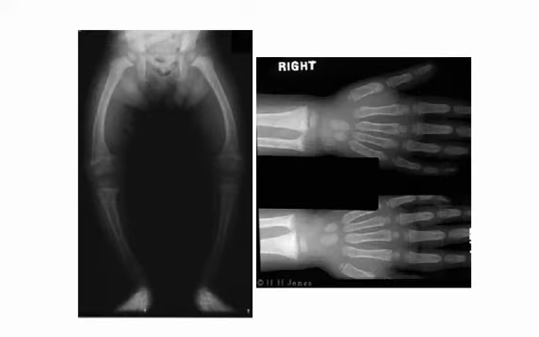This X-ray shows a child with rickets. The ends of the long bones are rather wide. And if you note the epiphyses, they are frayed and stippled.